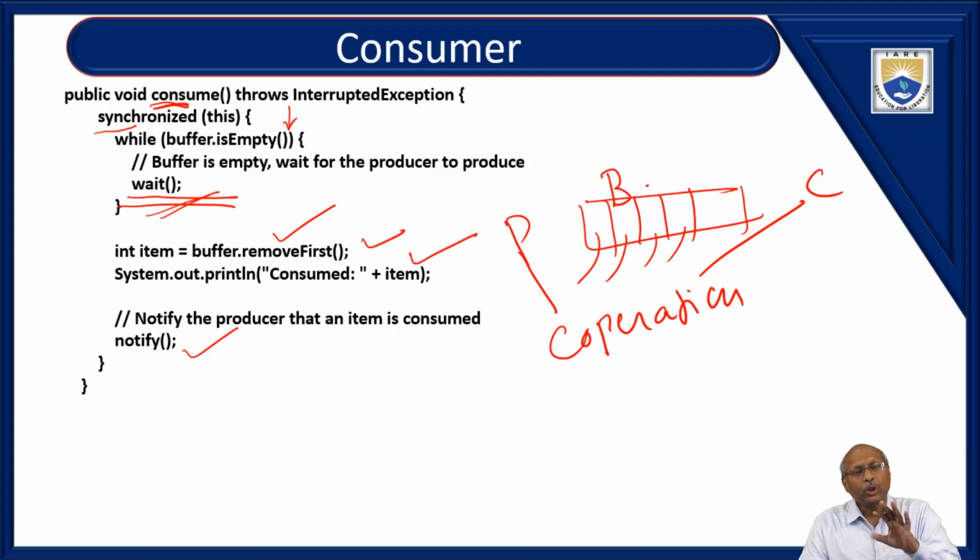Now, these two methods are available in my buffer: producer method and consumer method. Now, the producer method will be used by the producer thread. The consumer method will be used by the consumer thread. Let us write two threads.